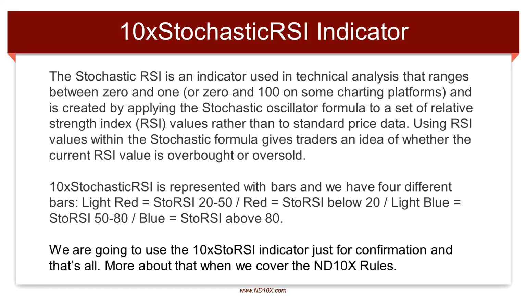Light red would mean that the stochastic RSI oscillator is between the 20 and the 50 range. The red would mean that the stochastic RSI is below the 20 level. Light blue, the stochastic RSI is between 50 and 80, and the blue, the stochastic RSI is above the 80 level. We are going to use the 10x stochastic RSI indicator just for confirmation, and that's all. More about that when we cover the ND10x rules.